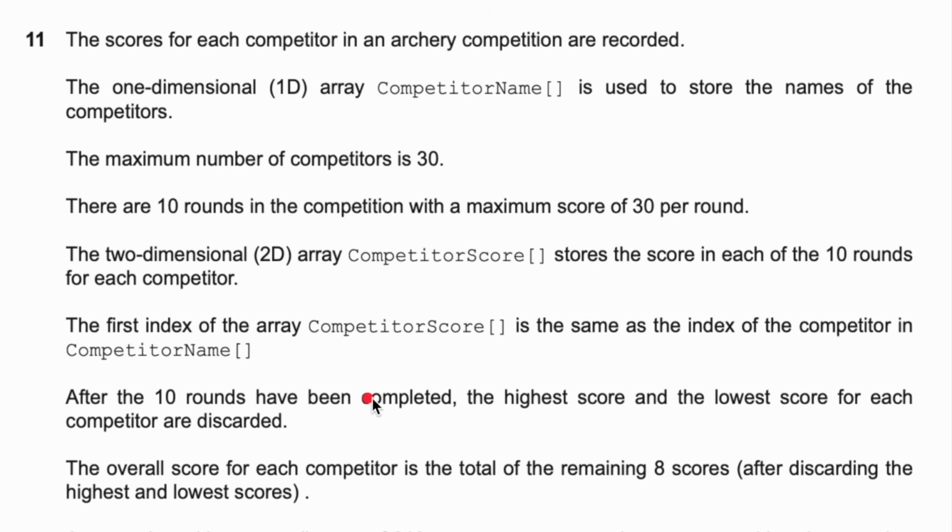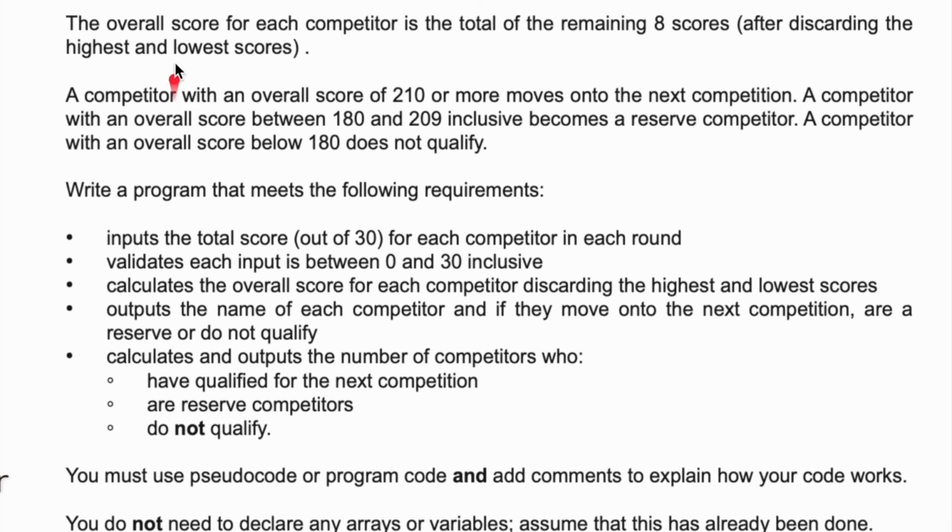After the 10 rounds have been completed, the highest score and the lowest score for each competitor are discarded. The overall score for each competitor is the total of the 8 remaining scores after discarding the highest and the lowest score. A competitor with an overall score of 210 or more moves on to the next round of the competition. A competitor with an overall score between 180 and 209 inclusive becomes a reserve competitor for the next round. And a competitor with an overall score of below 180 does not qualify and does not get a chance of going through to the next round.